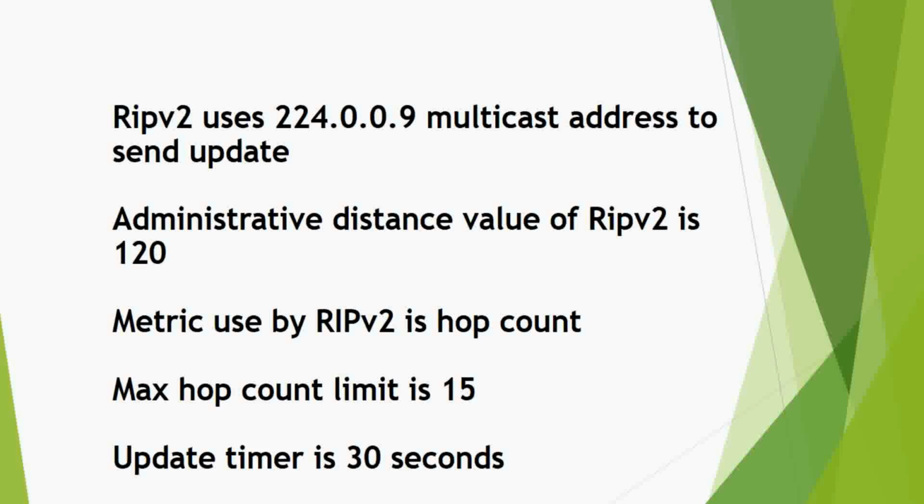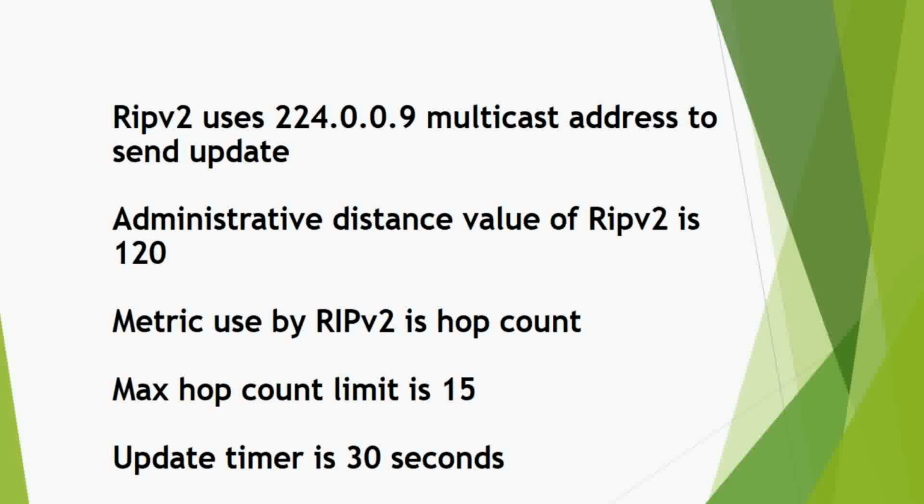RIP2 uses the 224.0.0.9 multicast address to send updates. The administrative distance value of RIP2 is 120. The metric used by RIP2 is hop count. Max hop count limit is 15. Update timer is 30 seconds.